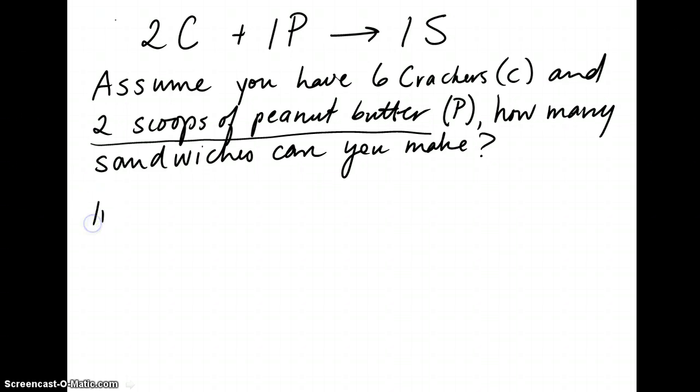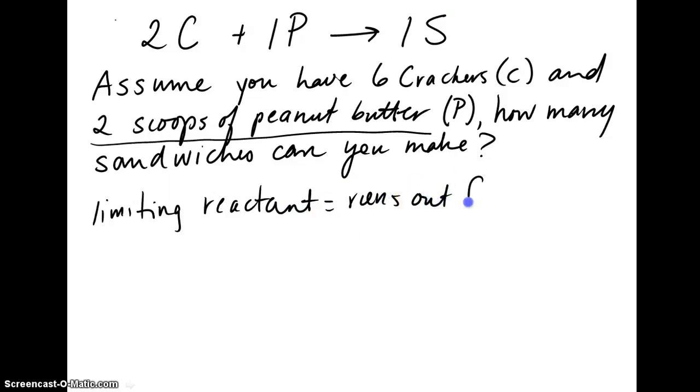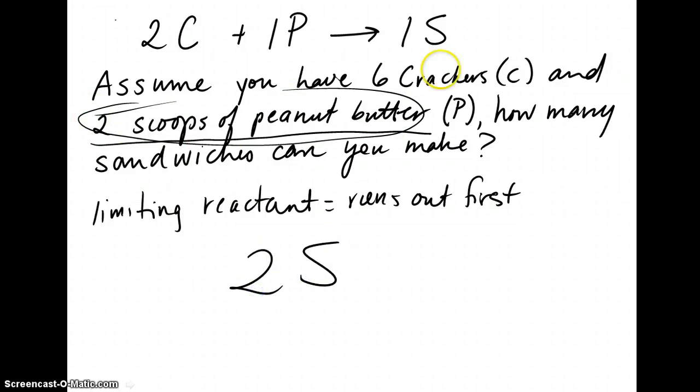So a limiting reactant determines how much of something you are going to make because it will run out first. And in this case, I'll just write runs out first. It's going to be our peanut butter. Okay, so that means because of our peanut butter, we can only make 2 sandwiches. Even though we have more than enough crackers, and the number of crackers tells us we can make 3 sandwiches, it's the peanut butter that's going to run out first, and so for that reason, we need to base our calculations on the peanut butter.